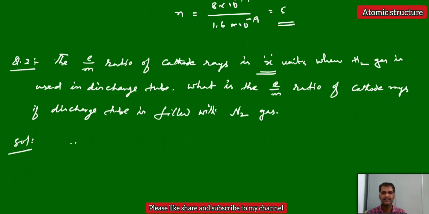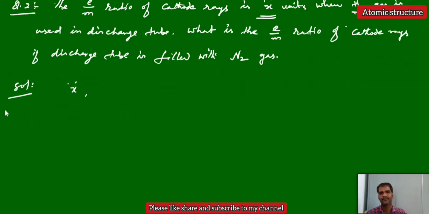So the solution is X units only. Why? Because the E by M ratio of cathode rays is independent of the nature of the gas. Whether it is hydrogen, nitrogen, oxygen, helium or neon, it doesn't matter. The E by M value is always the same. The question looks a little big, but the answer is within the question. Understood this one? One more question.